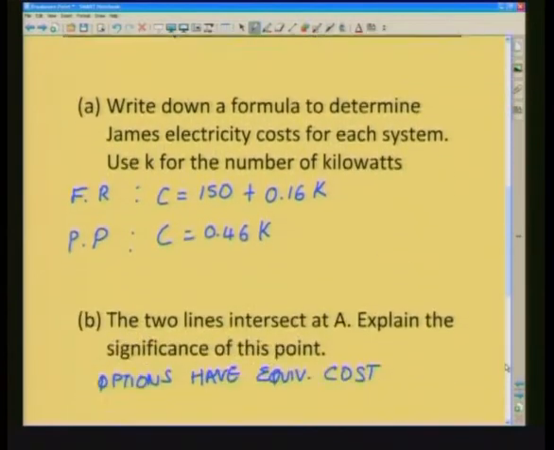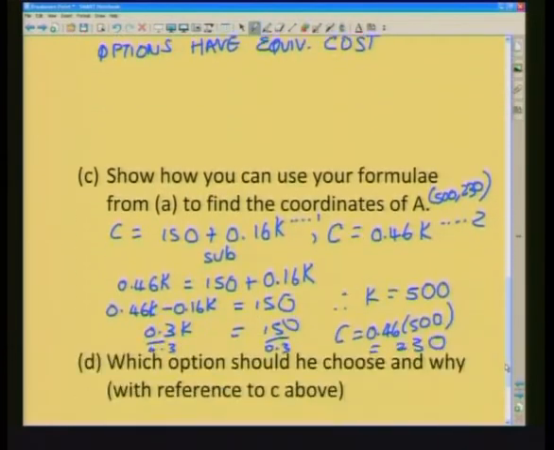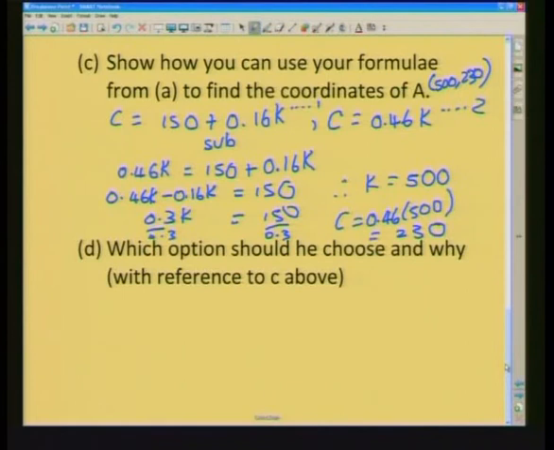And then the last part says, advise James which option he should choose and why, with reference to the question that we've just answered. Now remember, James has a small flat. So if he's got a very small flat, I would say that he's probably going to use less than that 500 kilowatts that we've just found.